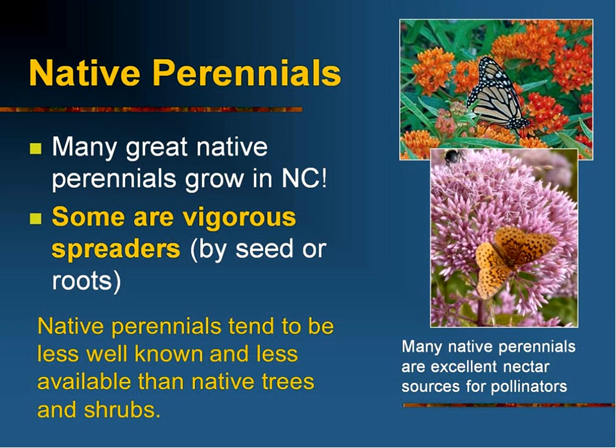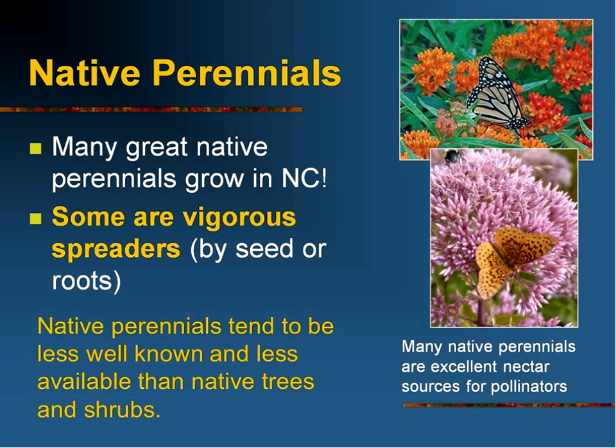Things like the wild ageratum, which I don't have a picture of here, but has the flat purple flowers that bloom in the fall. It's beautiful growing in the ditches and roadsides, but if you put it in your garden, it'll totally wrap up your whole yard. So make sure you do a little research on these plants before you plant them to ensure they're the right plant for what you're looking for.